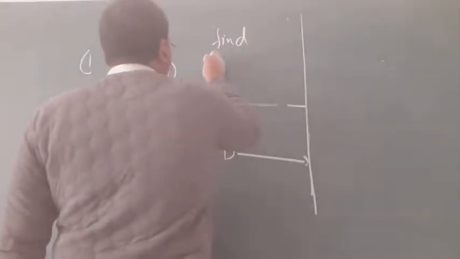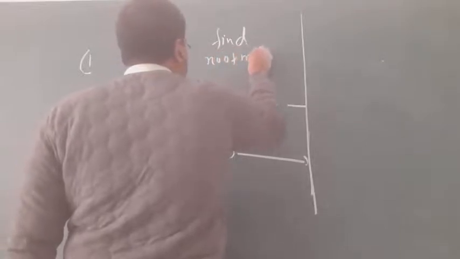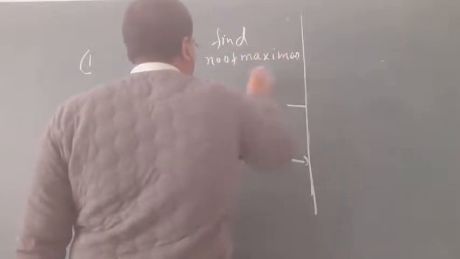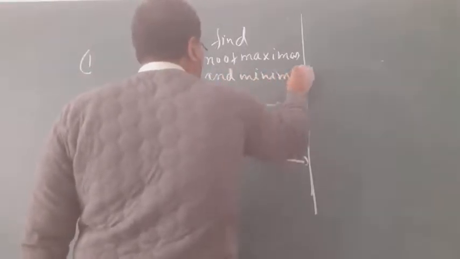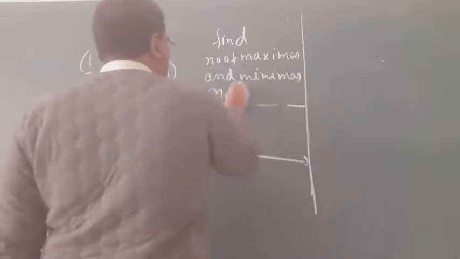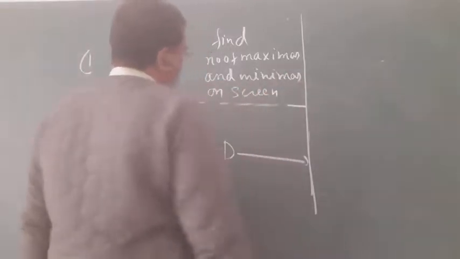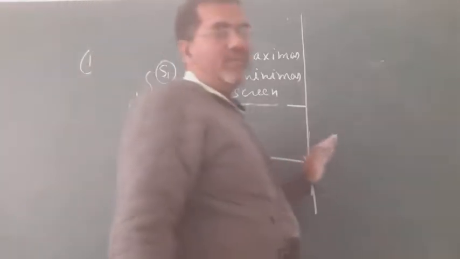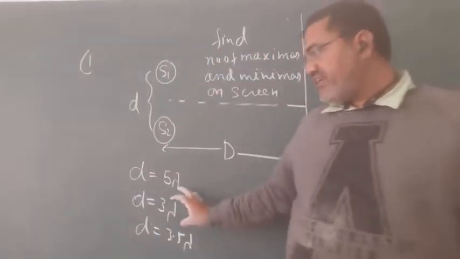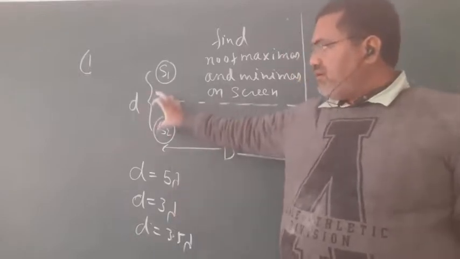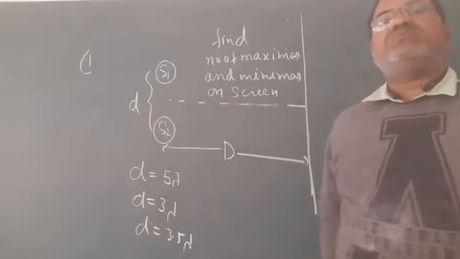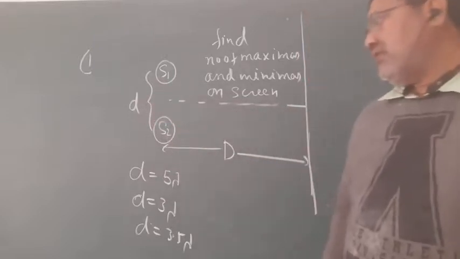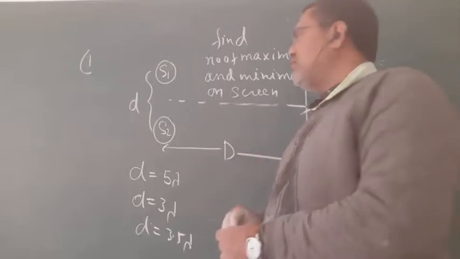Then find the number of maxima and minima on the screen. How many maxima and minima are obtained on the screen for this particular wavelength of light and distance between the two slits S1 and S2? So I will do one question here.